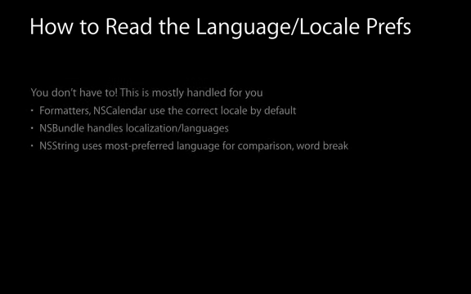Now we've discussed some of the differences between languages and locales. So how do you read those preferences? Well, typically you don't have to. The system handles this for you. All the formatter objects, including the new ones, calendars, locale objects, they'll all use the user's locale preference by default. You don't have to do anything. If you're doing localization, use NSBundle, and that will use the user's preferences for you. You don't need to read them directly. And again, if you're doing language-sensitive operations using NSString, like localized comparisons for sorting or searching, NSString will do the right thing by default.